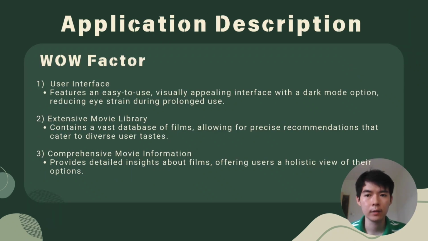Next is the wow factor. The first wow factor is the user interface, a feature-rich and easy to use, visually appealing interface with a dark mode option, reducing eye strain during prolonged use. The second wow factor is the extensive movie library, as it contains a vast database of films, allowing for precise recommendations that cater to diverse users' tastes. The third wow factor is comprehensive movie information, as it provides detailed insights about films, offering users a holistic view of their options.